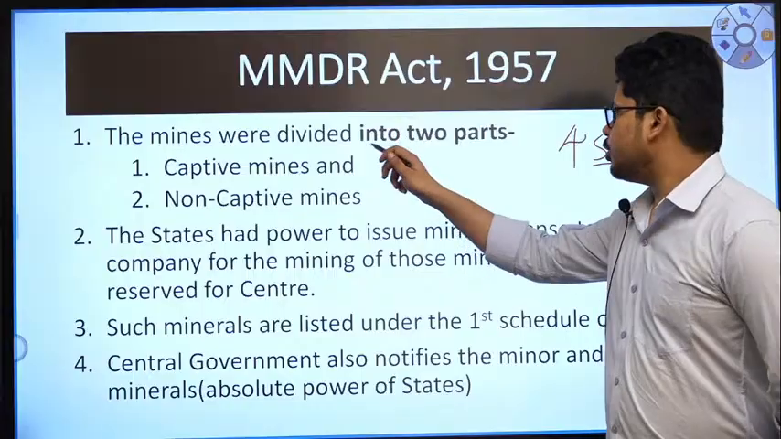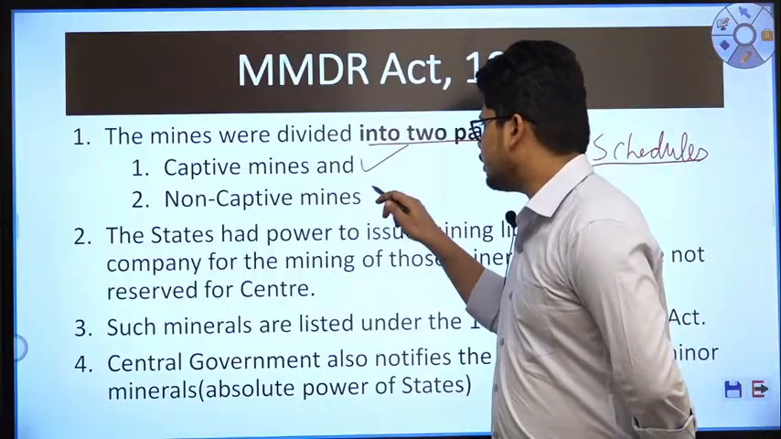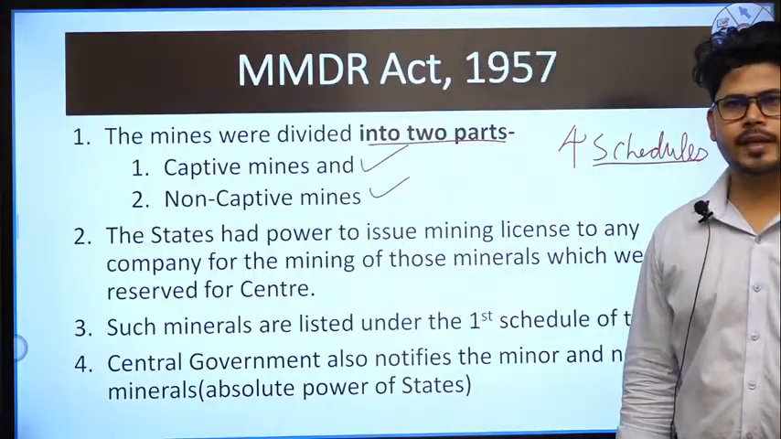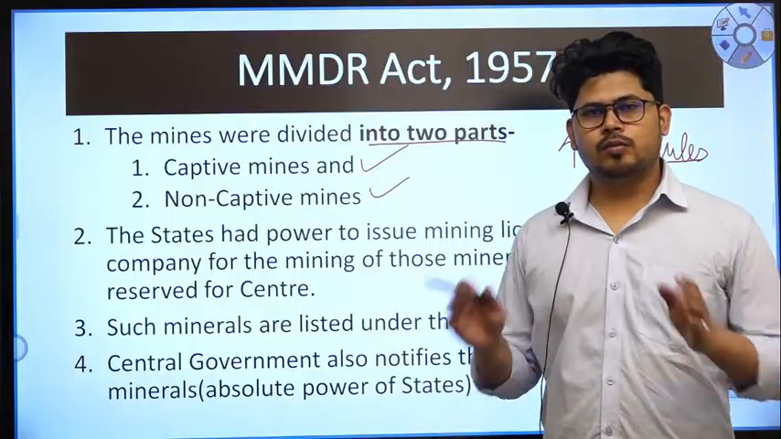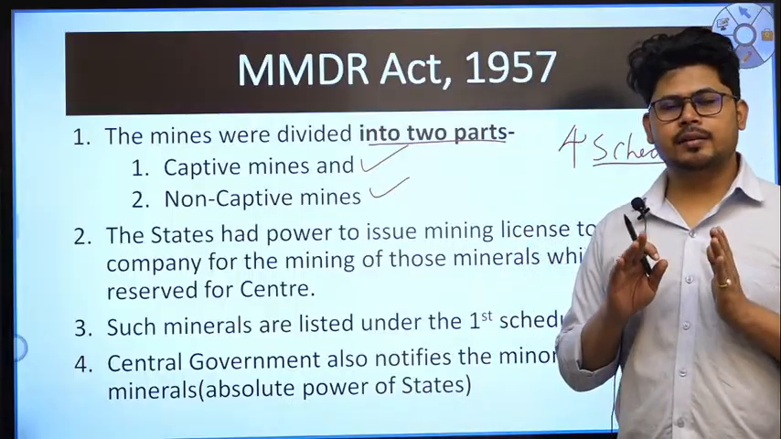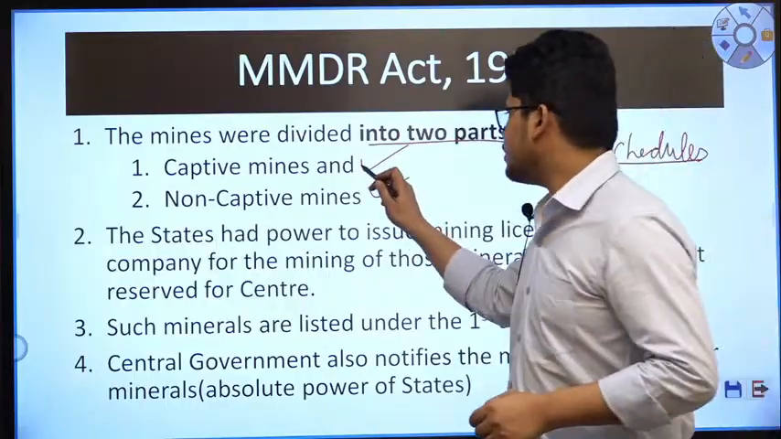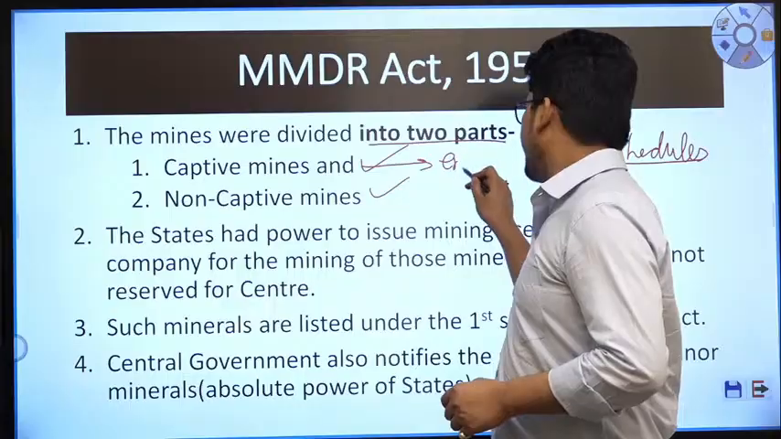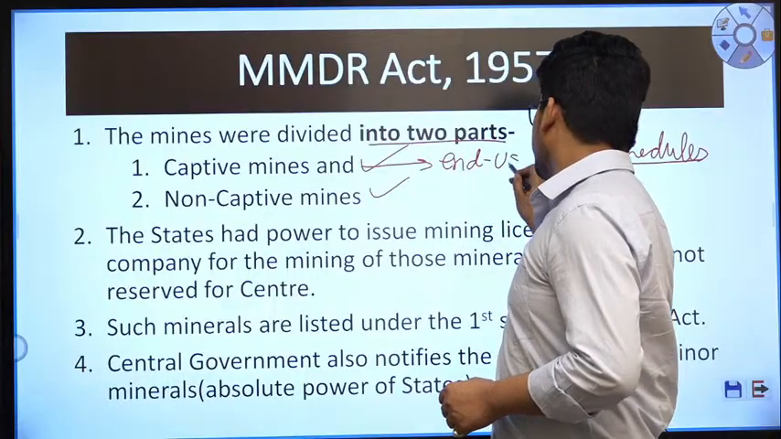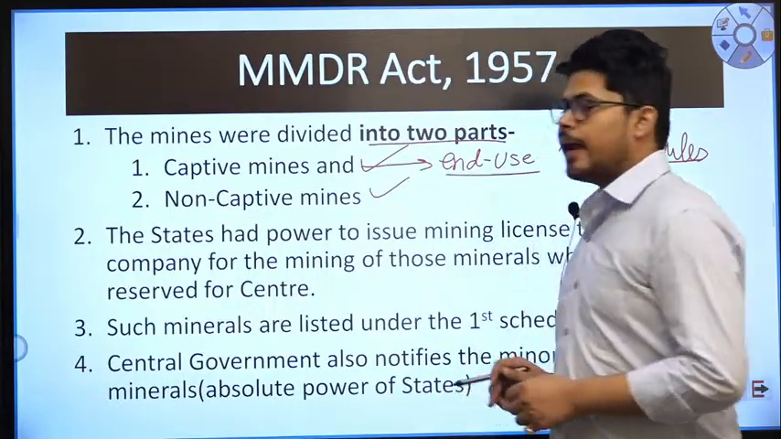The mines were divided into 2 parts. The first is captive mines and the second is non-captive mines. Captive mines were declared to be those mines that were to be held for some specific end use. What kind of mines were these? To be held for some end use, some specific end use. What does end use mean?